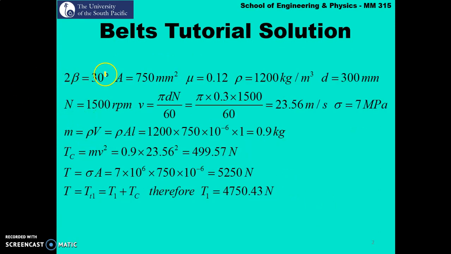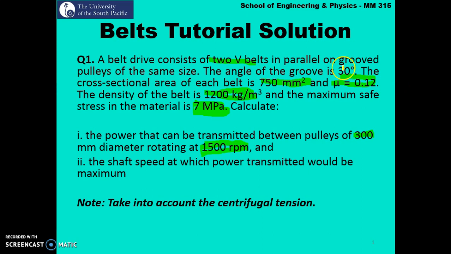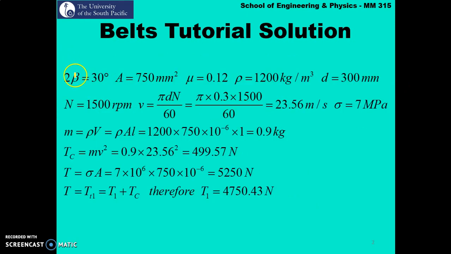This 30 degrees is the angle that is given. So 2 beta is given as 30 degrees. So the included angle is 30 degrees, and we know that in our calculation we will use beta. So 2 beta is given as 30 degrees. This is something that you need to remember: the angle that is given is not beta, but it is 2 beta.